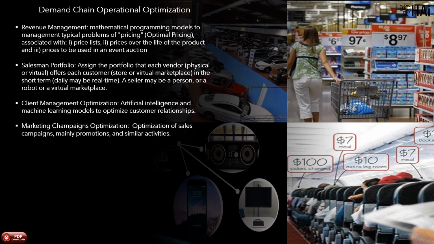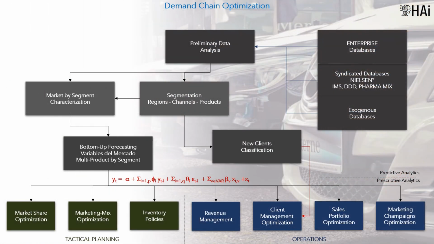And demand chain operational optimization, to optimize short-term decisions in marketing and sales activities. The operational models are revenue management: mathematical programming models to manage typical problems of pricing and optimal pricing, associated with one, price lists, two, prices over the life of the product, and three, prices to be used in an event auction.